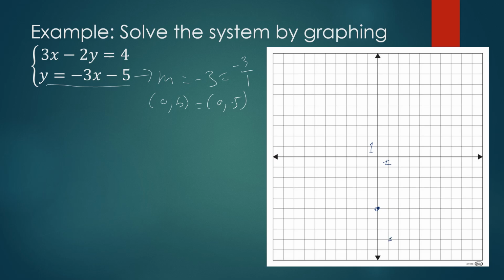And then I can also go up 3 and over 1. So now what I can do is draw this line of 3 over 1. It's just really hard to do on a computer. That was a bad one. That should be up here. And then 3 over 1.